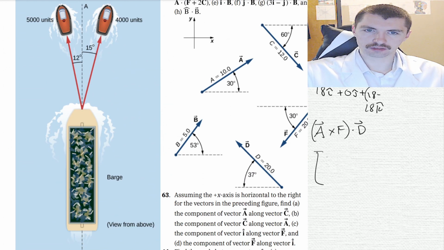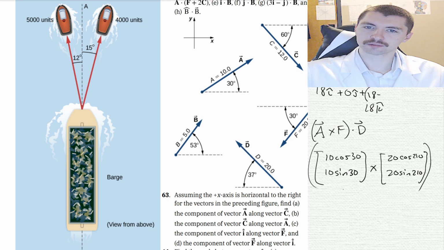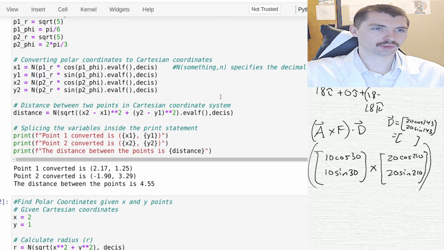So that's saying 10 cosine 30, 10 sine 30 cross F, which is 20 cosine to 10, and E is 20 cosine 143. Okay. We got a couple things to calculate.